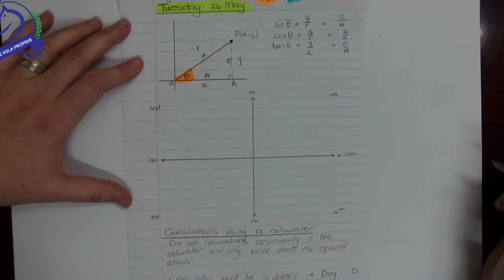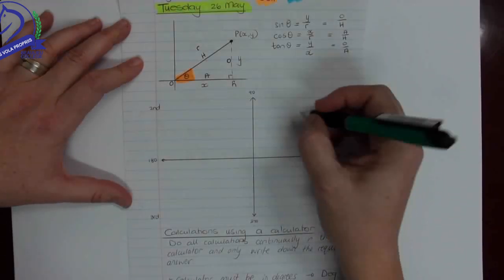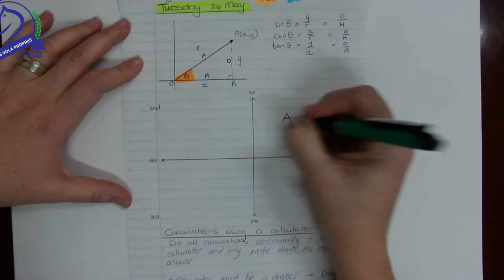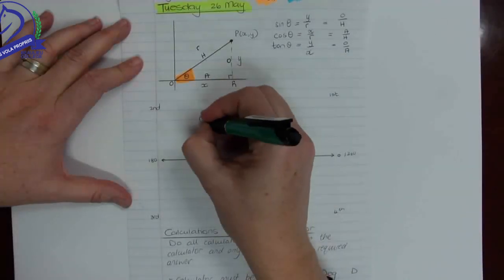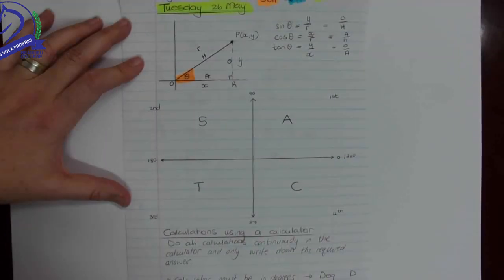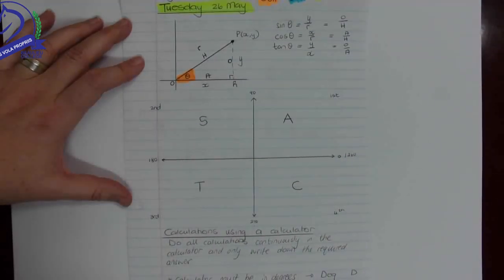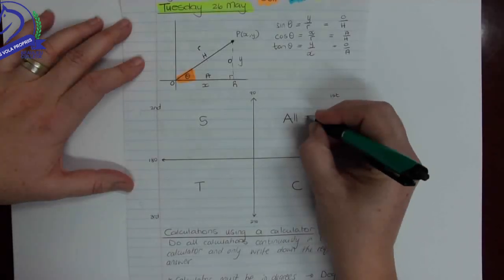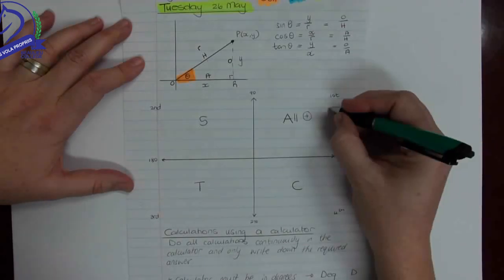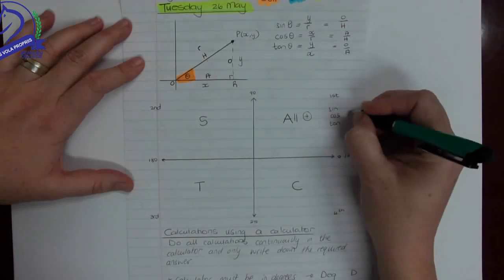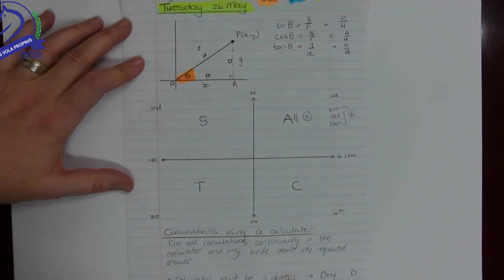Right, so in grade 10 you learned as well: CAST, or All Students Take Calculus, or the version the boys in particular like. Right, so what does that mean? All my functions are positive here. That means my sine, my cos, and my tan, all three of them work out to be positive.